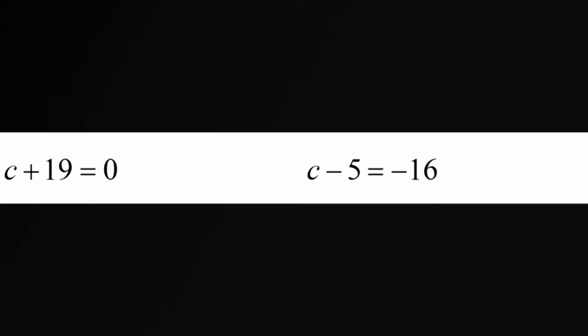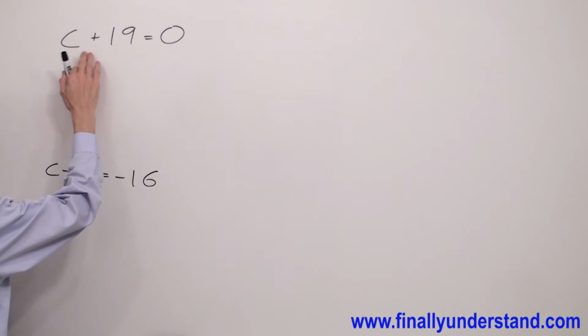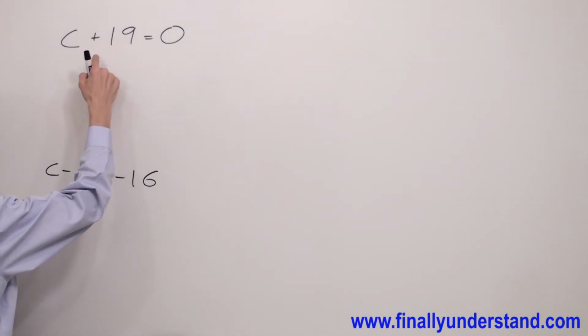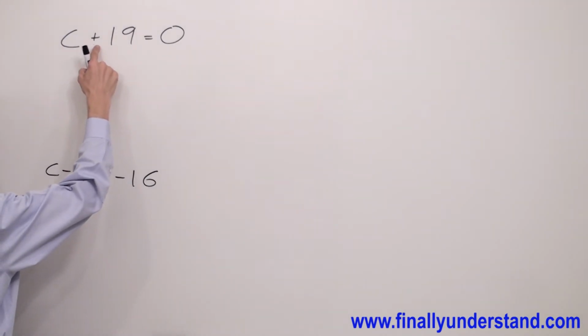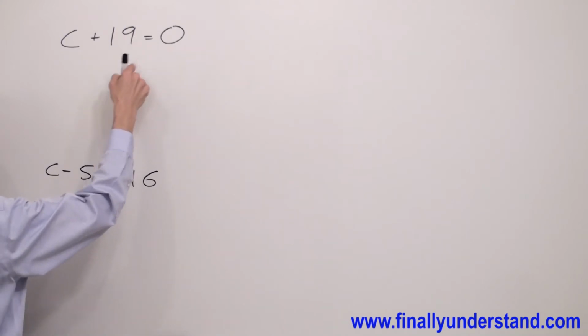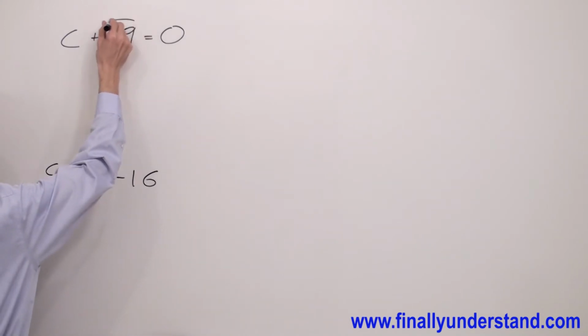c plus 19 is equal to 0. I have to find the value of c. What I have to do first, I have to move positive 19 to the right side of the equal sign.